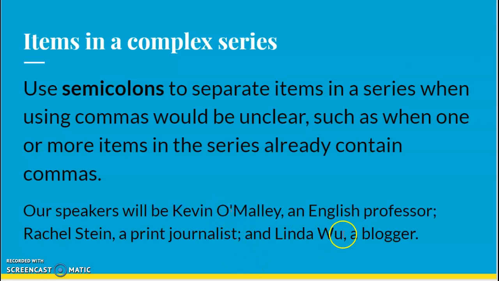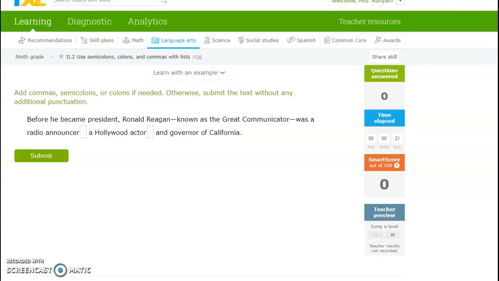So the English professor is telling us more about Kevin O'Malley, so those need to be grouped together. So we'll use a comma here, but then a semicolon to say we're going on to the next idea. So Rachel Stein, a print journalist, that goes together, and then Linda Wu, a blogger, goes together. So because there are already commas, we would put a semicolon to separate those complex items. So here we go with some practice for that.